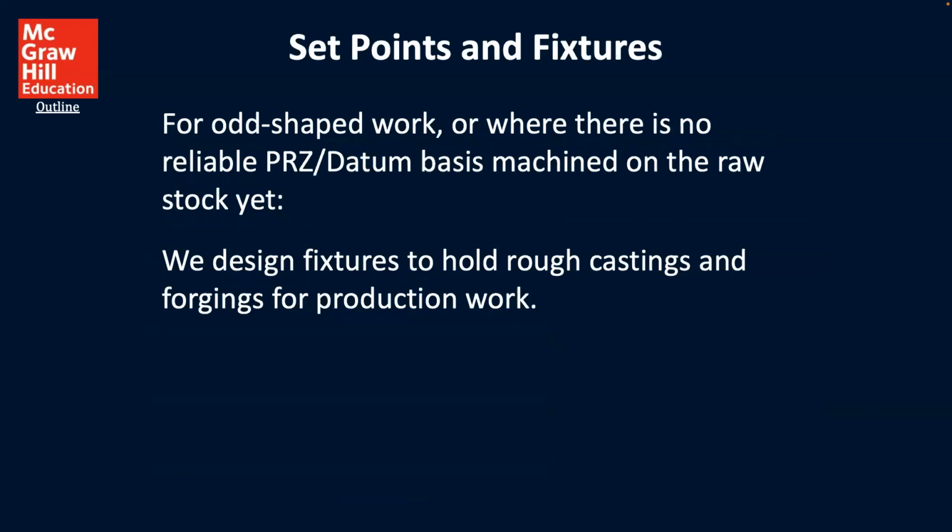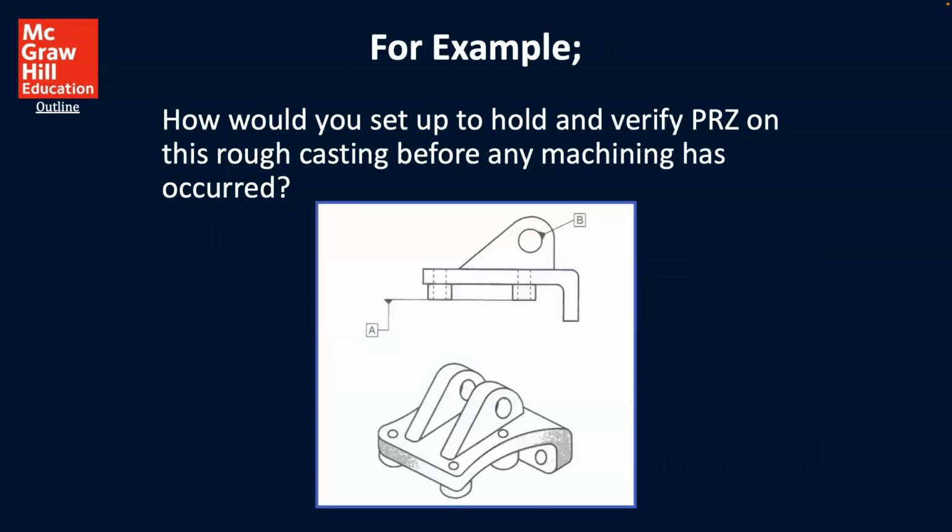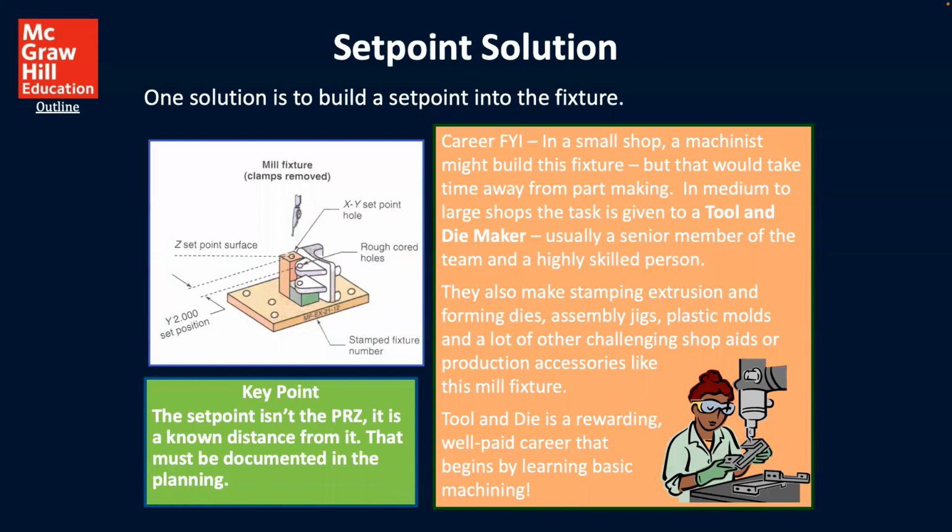For setup points and fixtures for odd-shaped work, or when there is no reliable PRZ or datum basis machined on the raw stock yet, we design fixtures to hold rough castings and forgings for production work. For example, how would you set up to hold and verify PRZ on this rough casting before any machining has occurred? That's something to think about. One solution is to build a setup point into the fixture. The key point is that the set point isn't the PRZ, it is a known distance from it that must be documented in the planning.